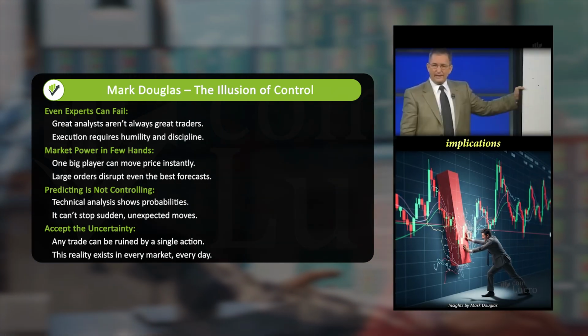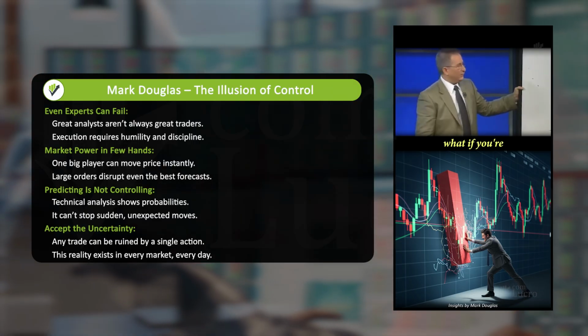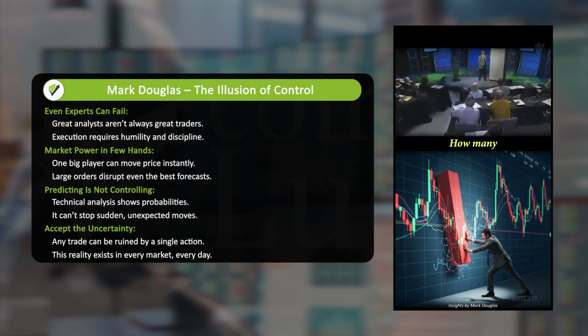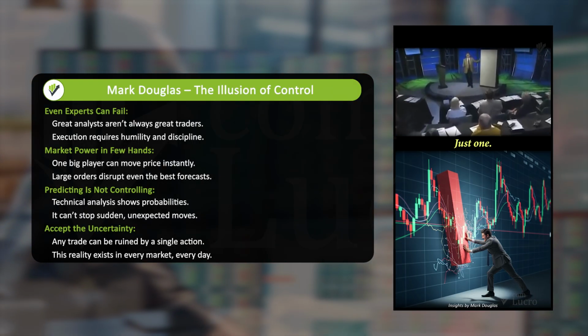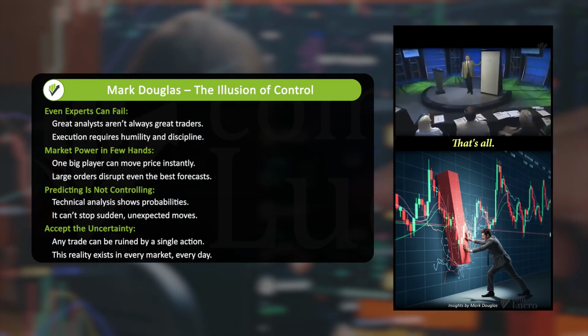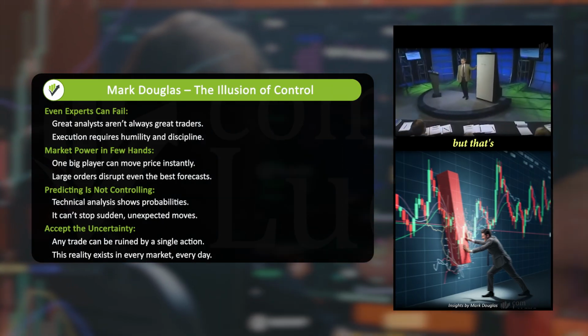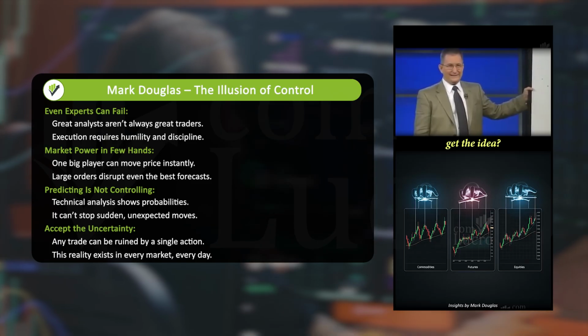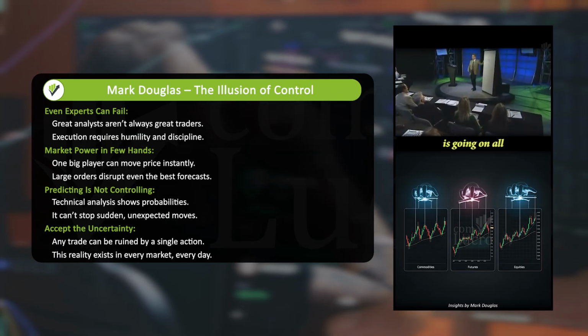Now think about the implications of what I just said. Oh, gee, what if you're one of the people that bought right here? How many people did it take to mess up your trade? Just one. Just one person. That's all. It's usually more than one, but all it takes is one. You guys starting to get the idea? This kind of stuff is going on all of the time.